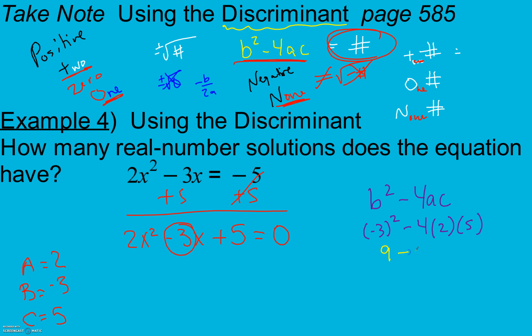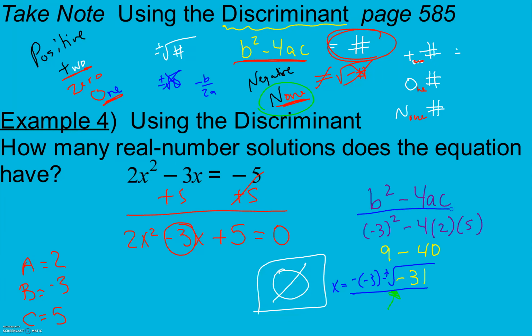I get 9 minus 40, negative 31. So here, because my answer is negative, I'm going to have no solutions. If I tried to plug this into my quadratic formula, guys, I'd have x equals negative 3 plus or minus the square root of negative 31, that's my b squared minus 4ac, all over 2 times a. And when I tried to take the square root of negative 31, I would get a domain error. So here we have no solutions.